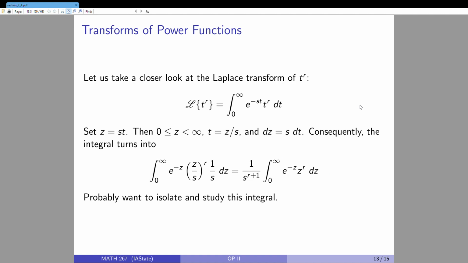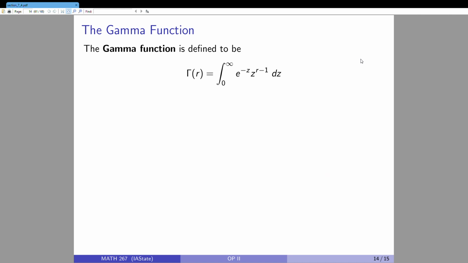It turns out that people have done this. This function's been around for a really long time. In fact, this predates the Laplace transform itself. So this integral is a very important integral, and I can't even begin to stress how essential this function is to mathematics. Specifically, the gamma function is defined to be the following. It's the integral from 0 to infinity, e to the negative z, z to the r minus 1 dz.